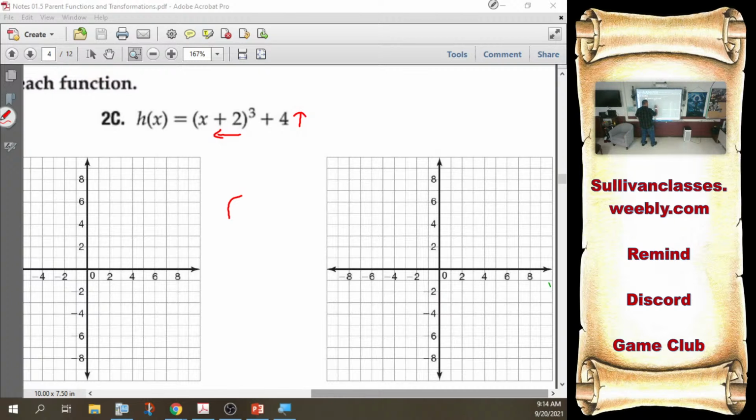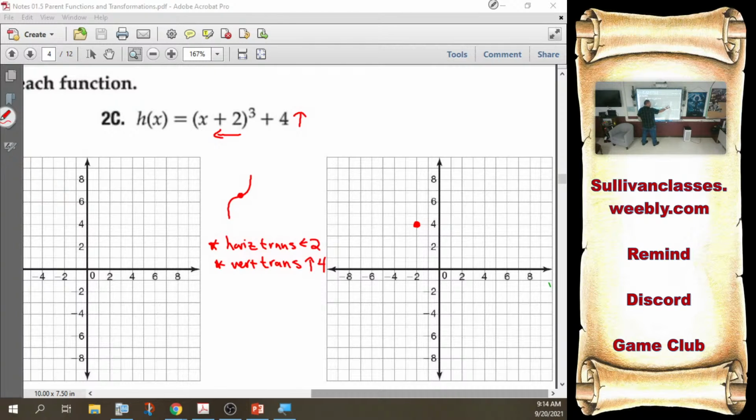A cubic typically has a point of inflection in the middle at 0, 0. So I take that point and I will move it 2 to the left, 4 up. I will say it's a horizontal translation, 2 to the left. It's a vertical translation, 4 up.